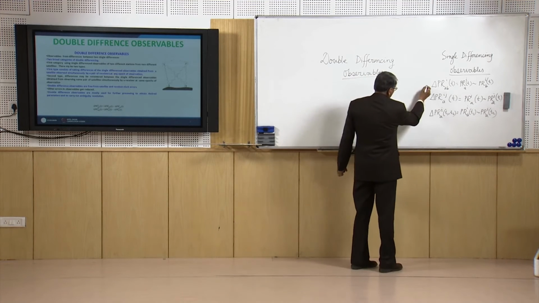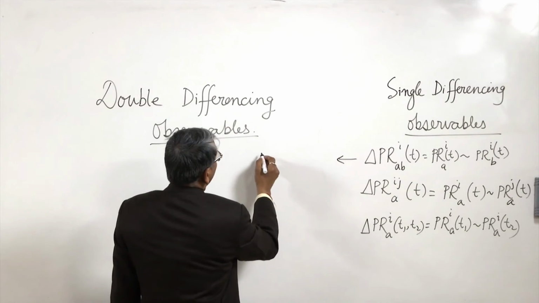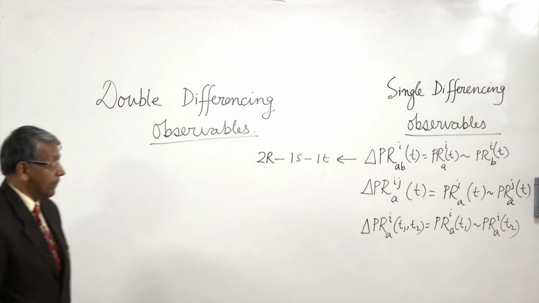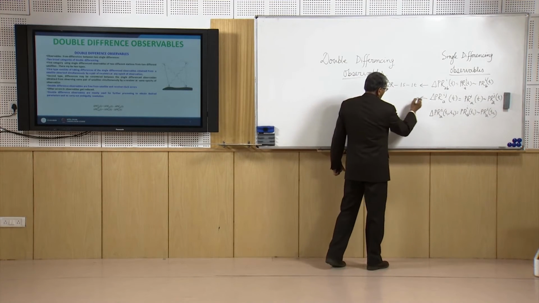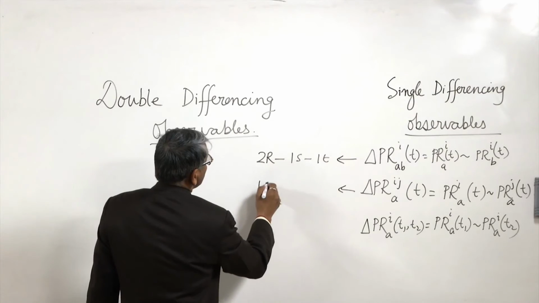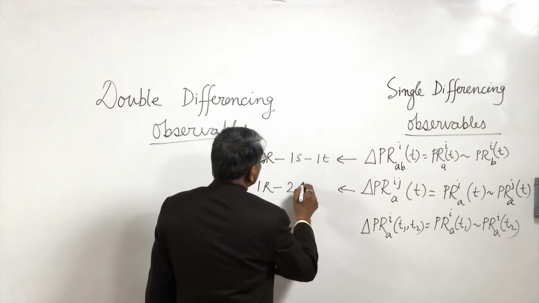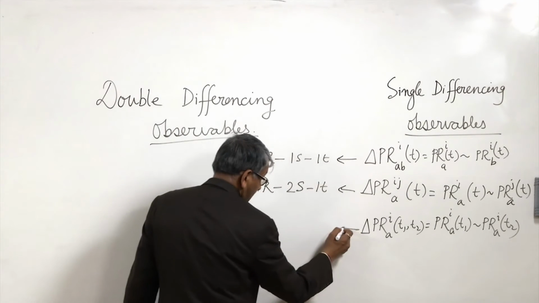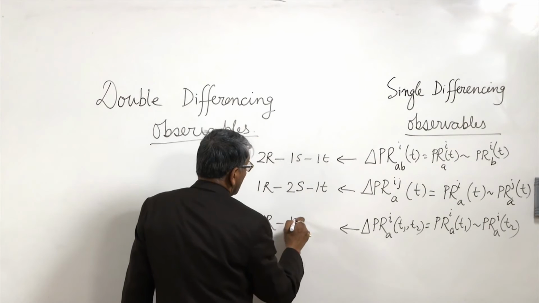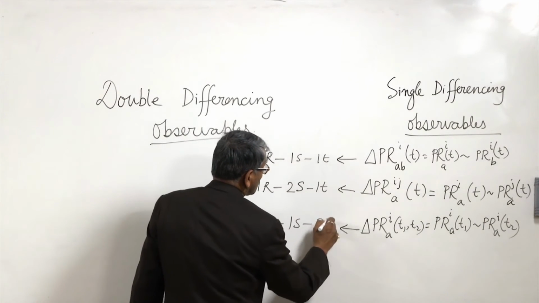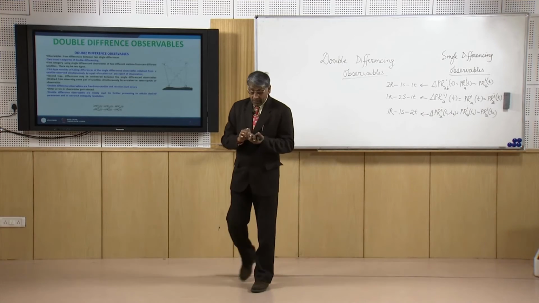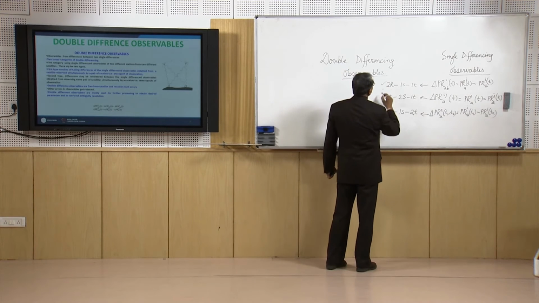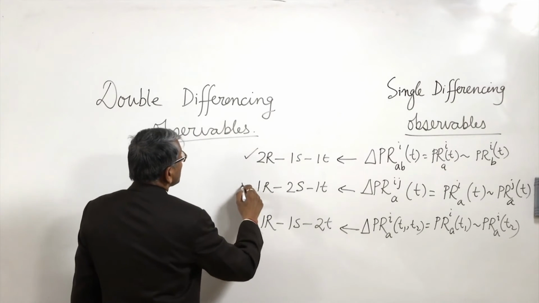Now in this case we have taken two receivers, one satellite, in a single epoch of time. In this case we have taken a single receiver, observations from two satellites at the same instant of time. And in this case we have taken one station, one satellite, two instants of time. Now in the case of double differencing, we will be taking the difference of this, or this, or this.